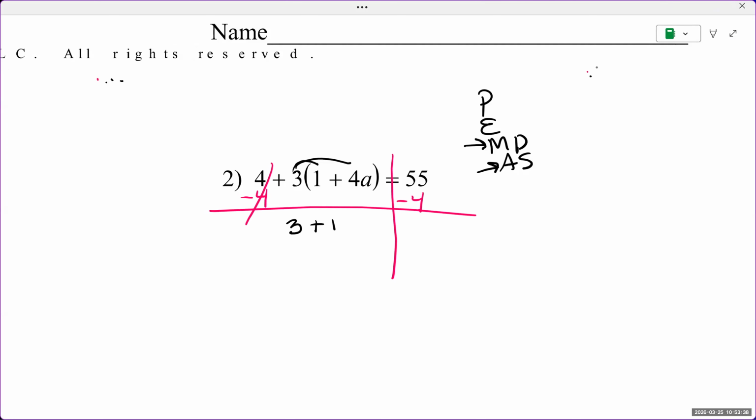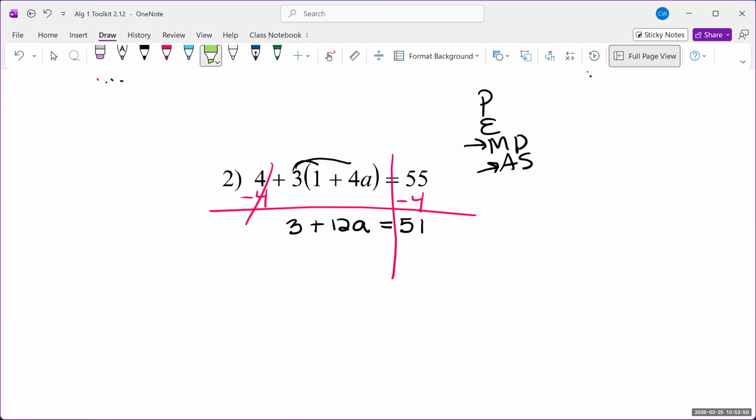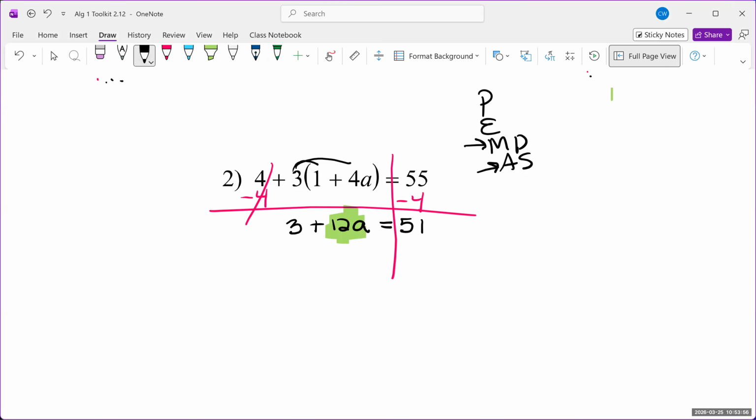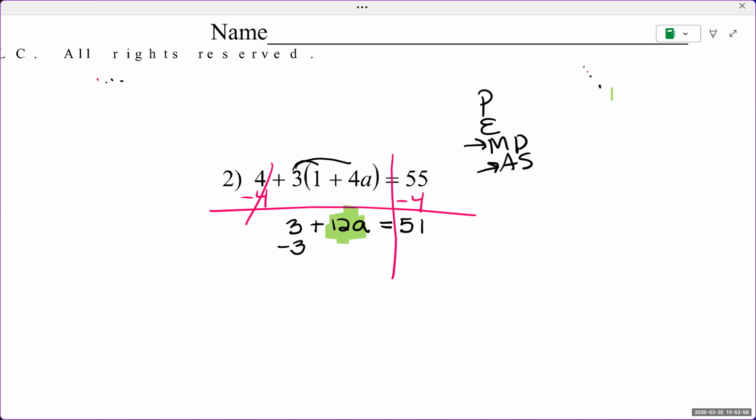3 plus 12a is equal to 51. Okay, now I am isolating my variable. It's the most important term in the equation. So I'm going to subtract 3 from both sides. 12a is equal to 48.